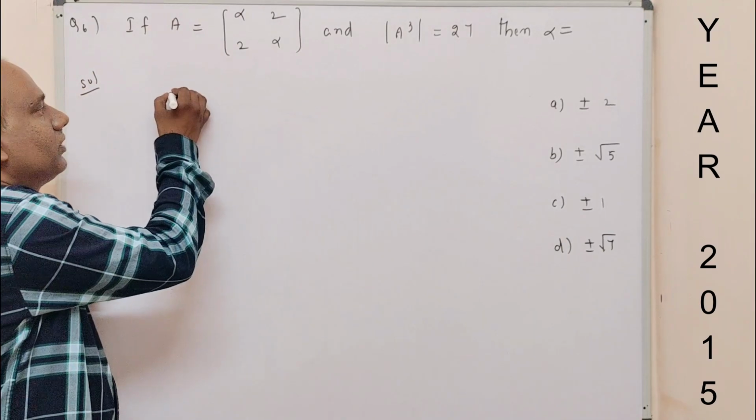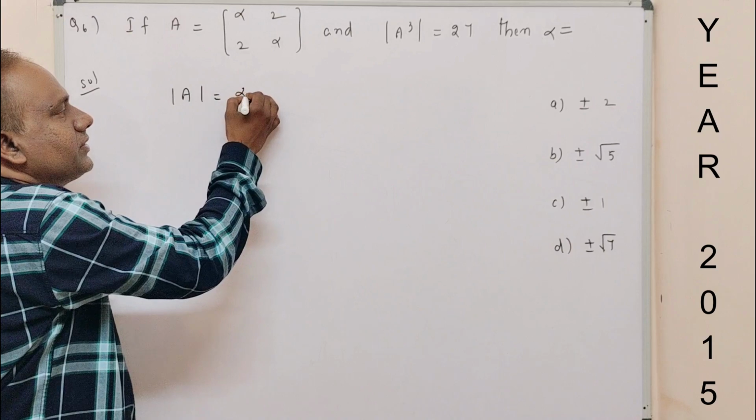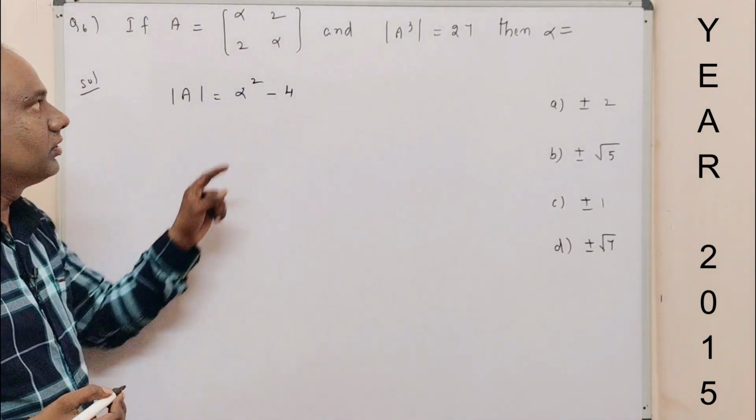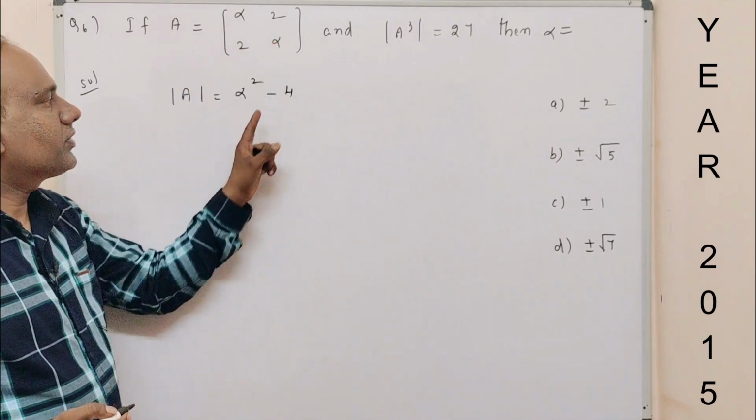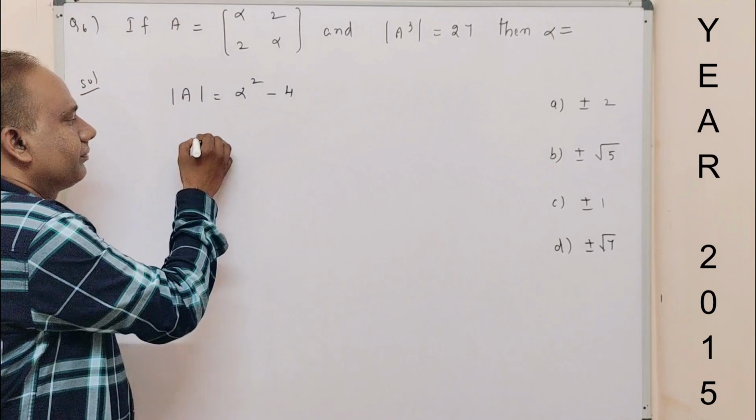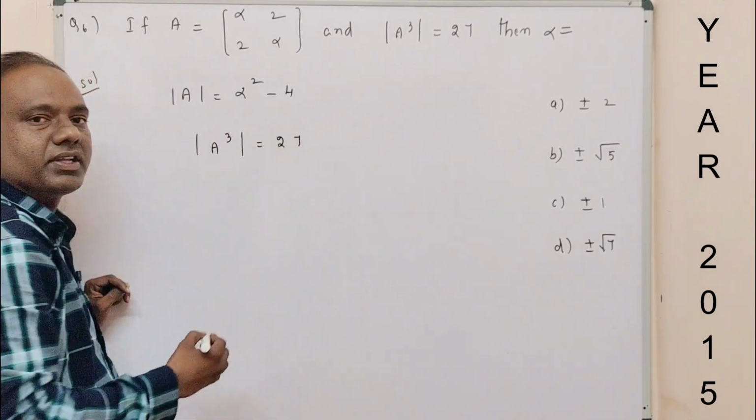So first of all, determinant of A is equal to alpha into alpha is alpha square, minus 2 into 2 is 4. And here, determinant of A cube is equal to 27.